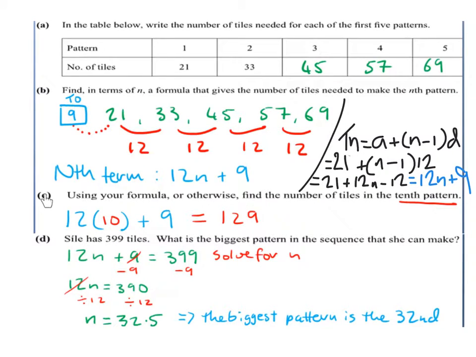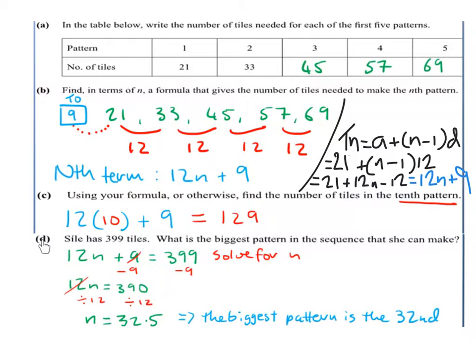Part C. Using your formula, or otherwise, find the number of tiles in the 10th pattern. So we're going to take the nth term that we worked out in part B, and we're going to swap that n for 10 with brackets around it. So we get 12 multiplied by 10 is 120, plus 9 is 129. So in the 10th pattern, we will have 129 grey tiles.